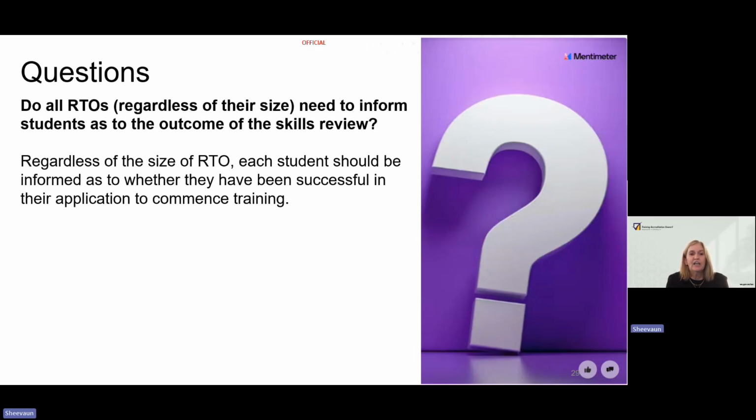And finally, because I'm a small RTO, I'm a large RTO, do I need to inform students about the outcomes of a skills review? Regardless of the size of your RTO, each student should be informed as to whether they've been successful in their application to commence training. Every student. That might be online, it might be through a telephone call. There are a number of different ways that could happen, but every student should be informed. That's critical to the new standards.